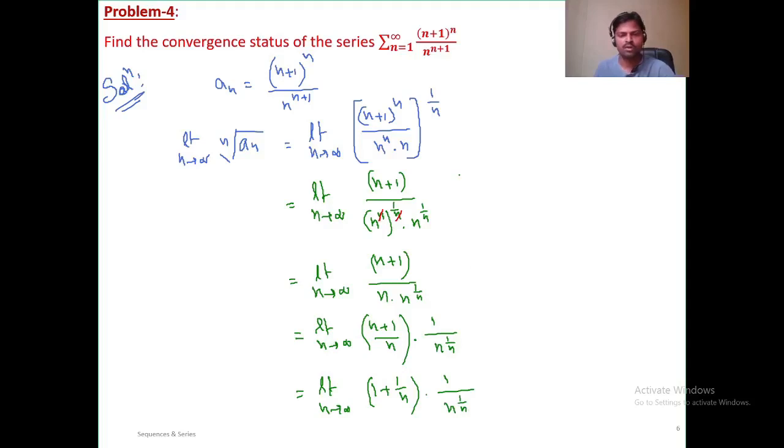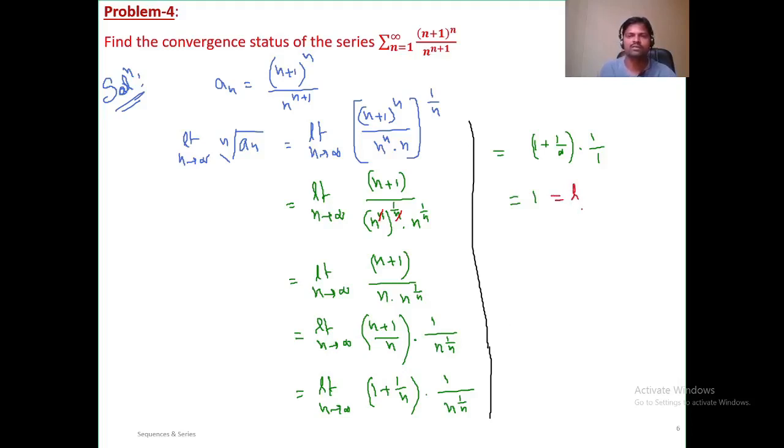Now you can apply the limits for this. Then the second term will be 1. So what are the limit values now? The first one is 1 plus 1 by infinity, into 1 by 1, because as n tends to infinity, n power 1 by n has value 1. And this value is 1. Now this is the L value, which is equal to 1. So therefore the test fails. The test is inconclusive.